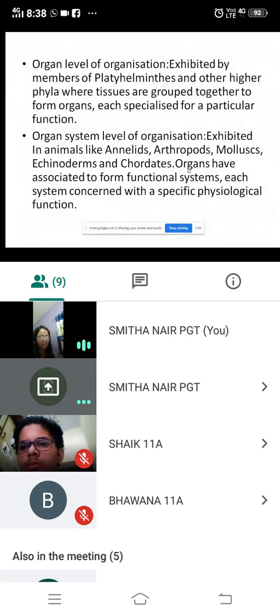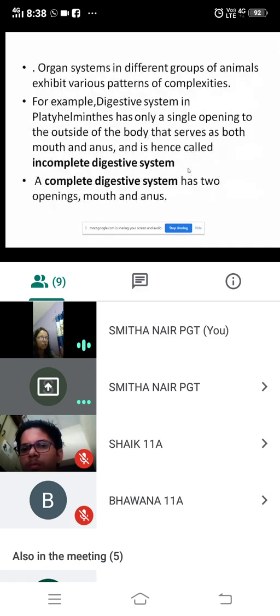So based on the level of organization, they are classified based on cellular level, tissue level, organ level, organ system level. Okay, so this is the first basis of classification, level of organization. Coming here you can see organ systems in different group of animals exhibit various patterns of complexities. For example, digestive system in platyhelminthes has only a single opening to the outside of the body that serves as both mouth and anus, and hence is called incomplete digestive system in platyhelminthes.